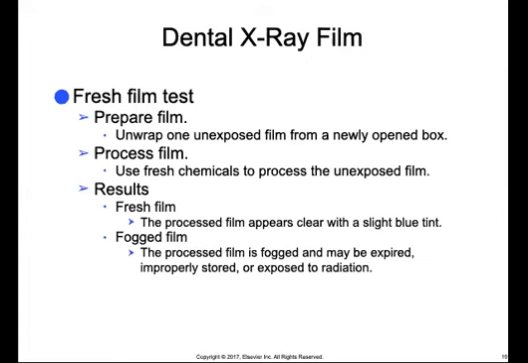Each box of film should be checked for freshness before it is used. To do this, you will first prepare your film by unwrapping one unexposed film from a newly opened box. Next, you'll process that film using fresh chemicals. If the film appears clear with a slight blue tint, then the film is fresh and has been properly stored and protected. Then we can go ahead and proceed with the use of the film.